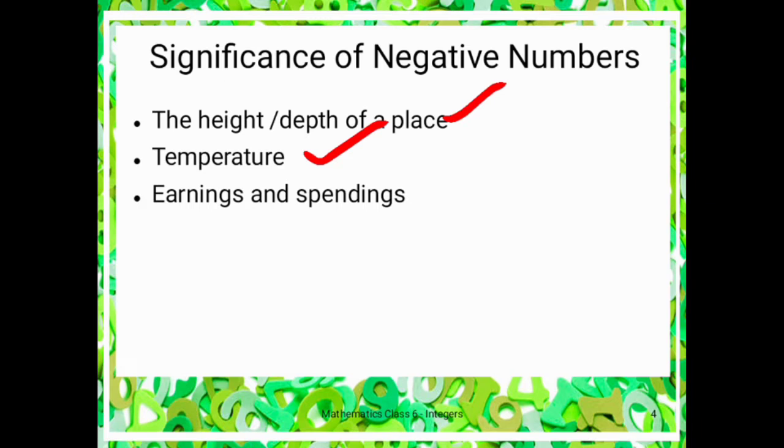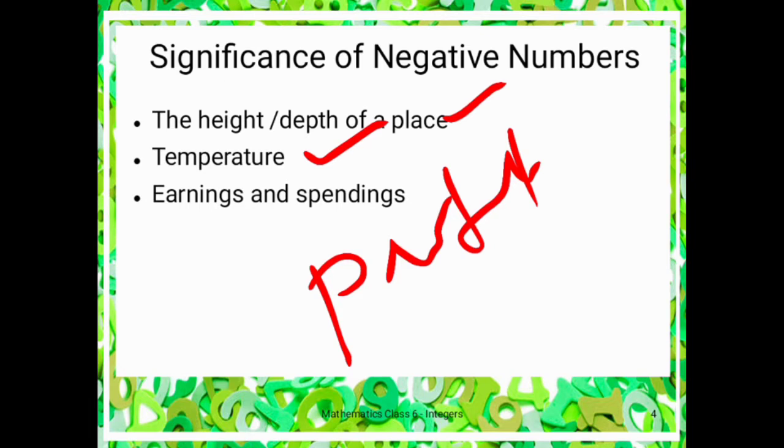Okay, next example is earnings and spendings. That means income is usually represented by positive and spendings are usually represented as negative. Similarly, we have profit and loss. Profit is represented by positive and loss is usually represented by negative. Then what about deposit and withdrawal? Deposit is represented by positive and withdrawal is represented by negative. Similarly, these are some places where we use negative numbers.